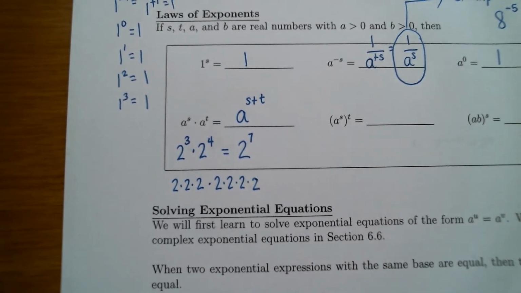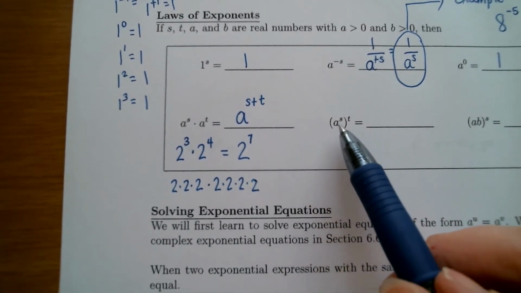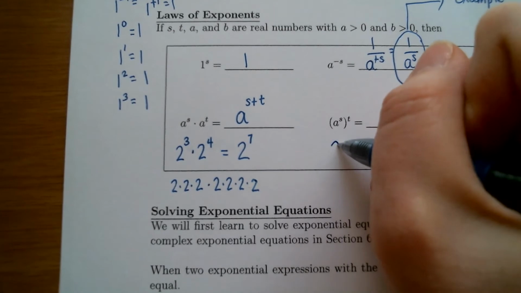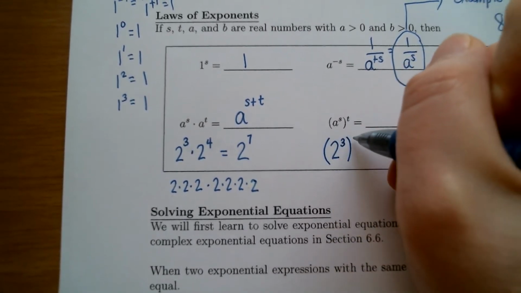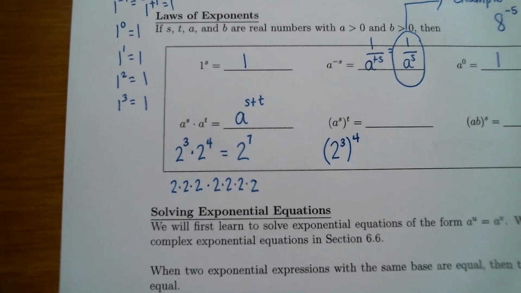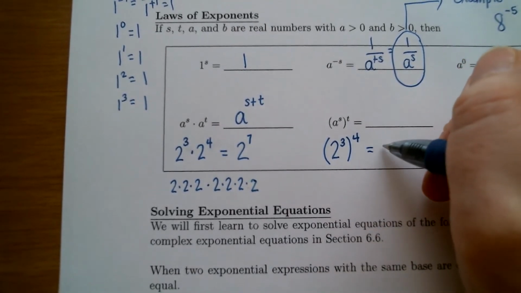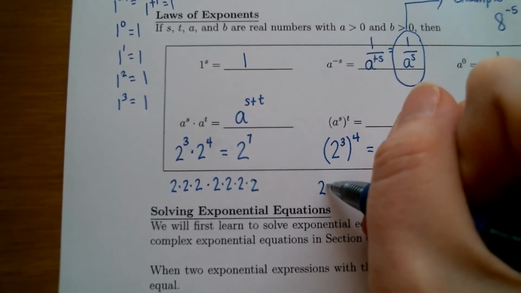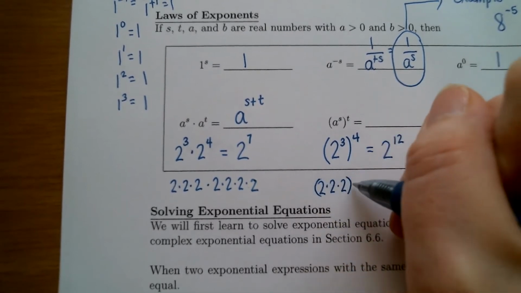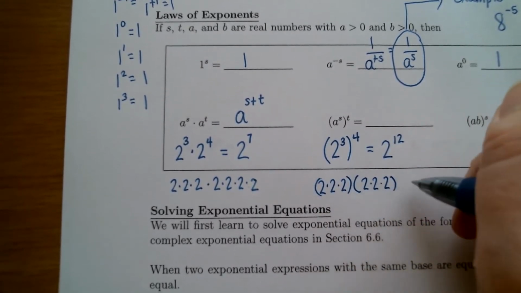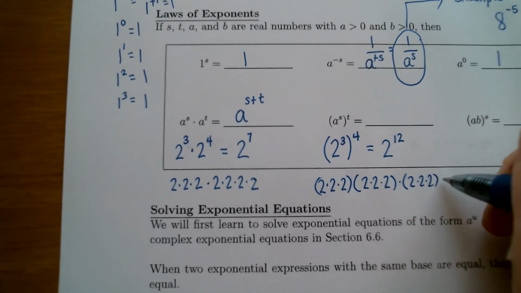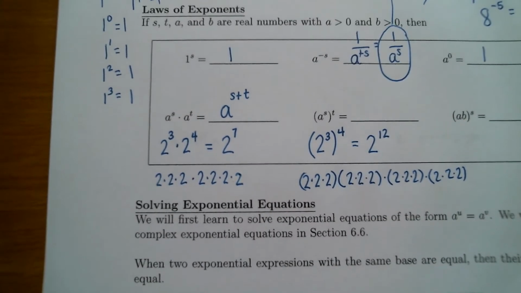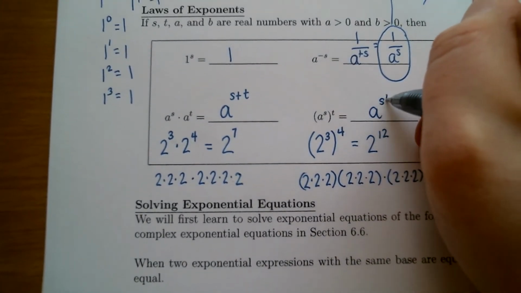Okay, here's the other situation, where you're taking a power and raising it to a new power. So this would be like having 2 to the 3rd power raised to the 4th power. So this would be the situation where you're going to multiply the exponents. Because if you had 2 cubed here, and then you're multiplying it by itself 4 times, you end up with 2 times itself 12 times. So this would be the situation where you multiply the exponents.